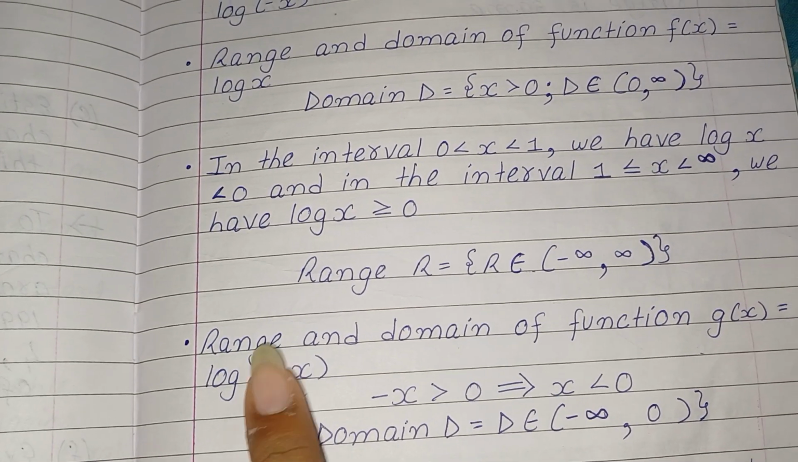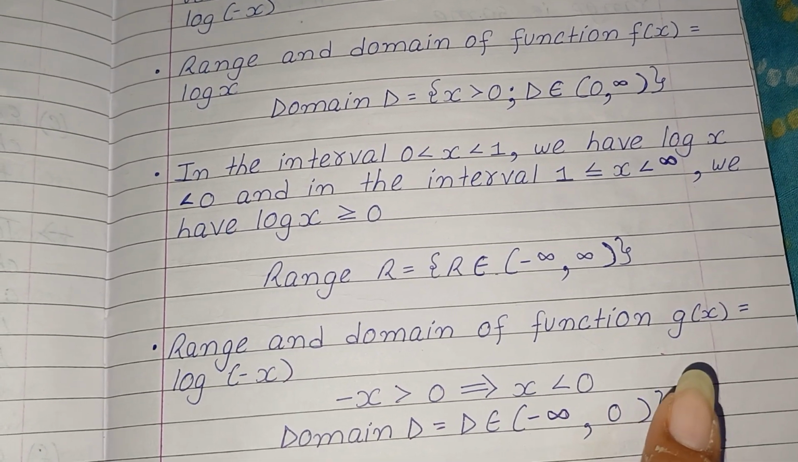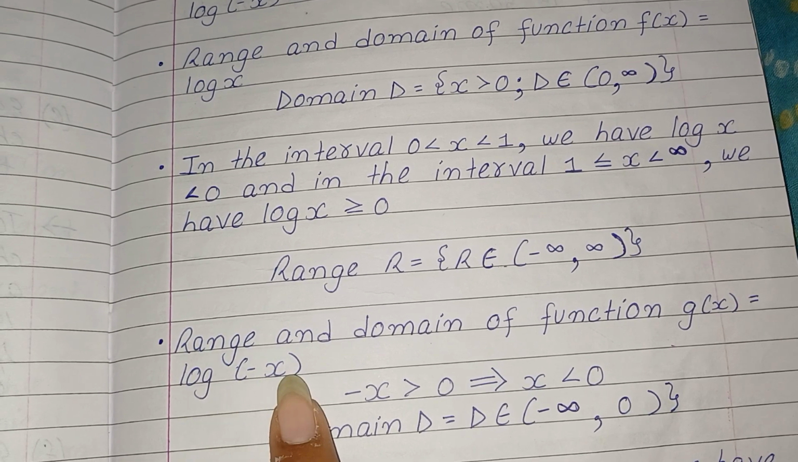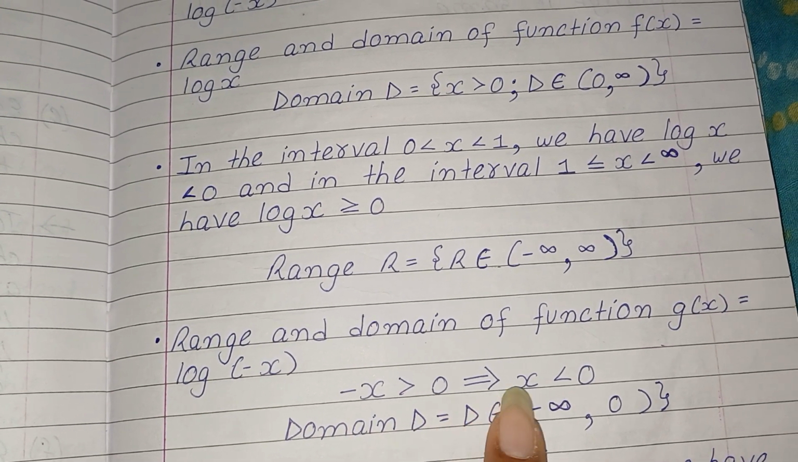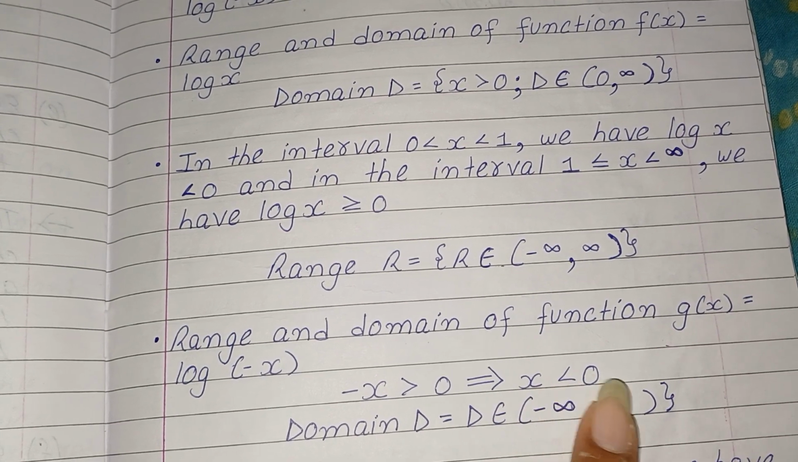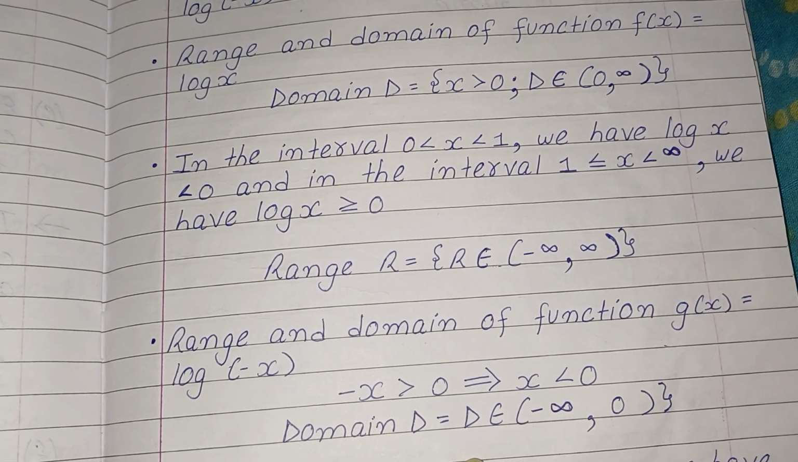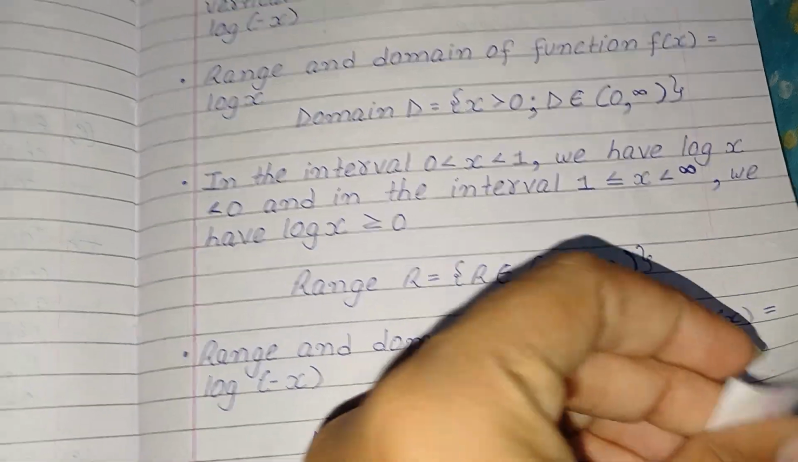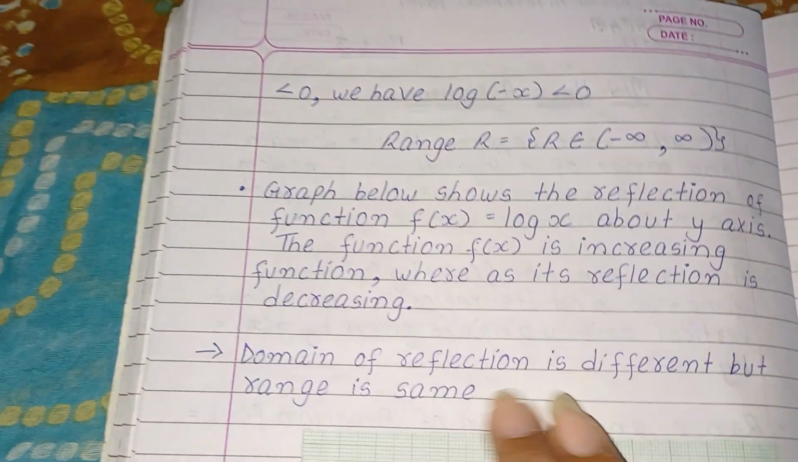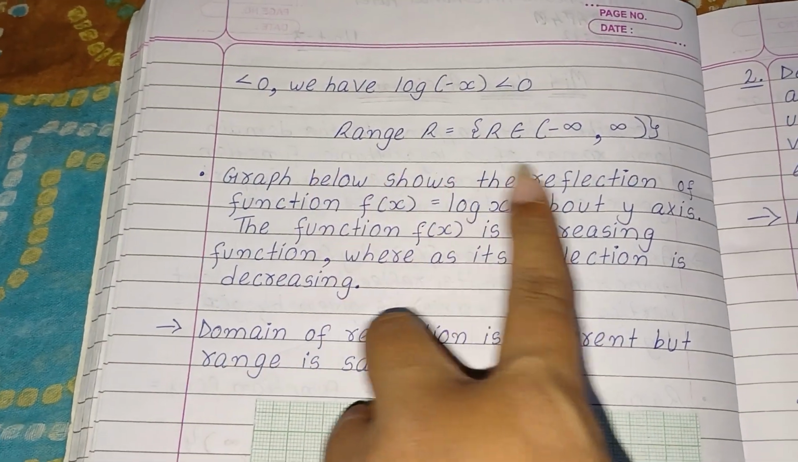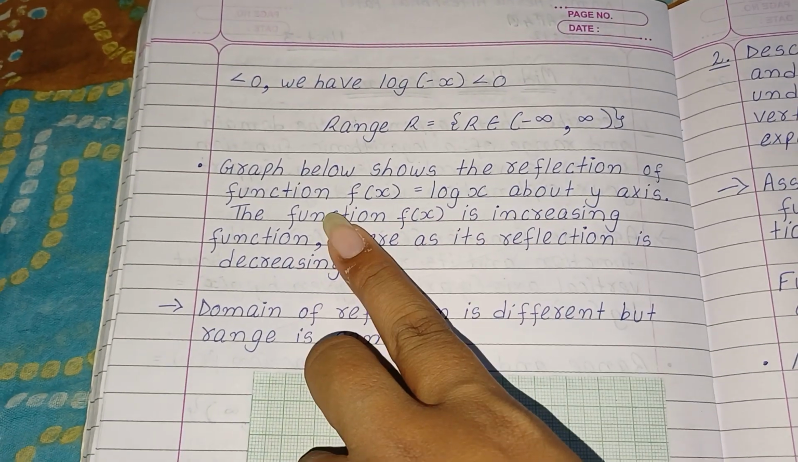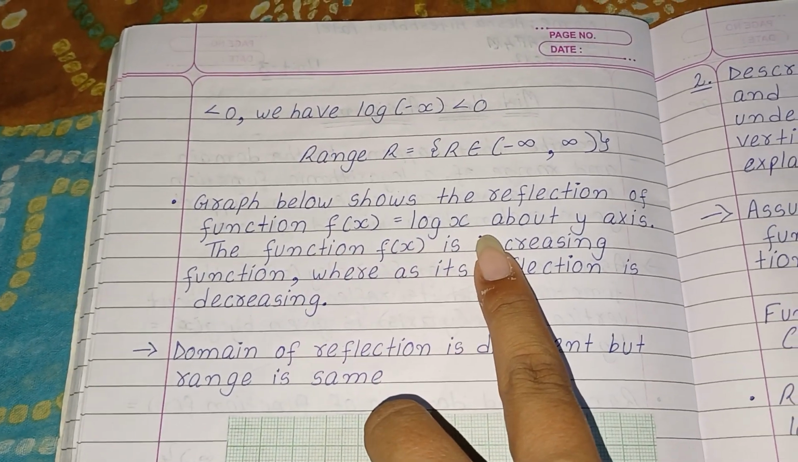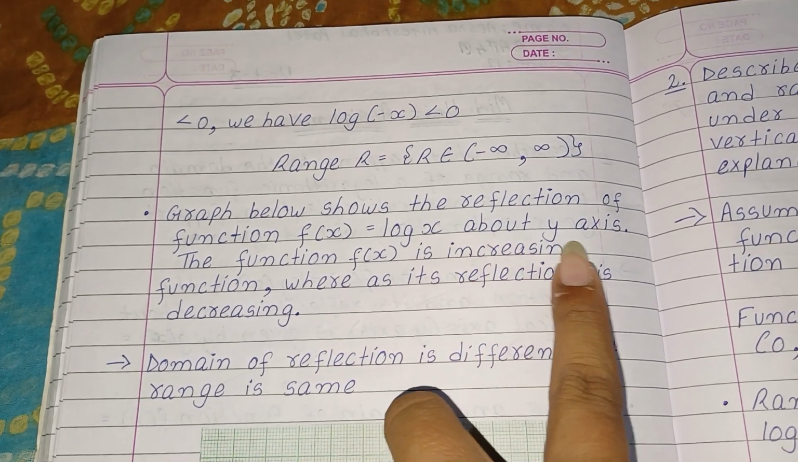Now we get the domain and range of the function g(x) = log(-x). Here -x > 0, which means x < 0, so the domain will be this one. Then we get the range. The graph below shows the reflection of the function f(x) = log x about the y-axis.